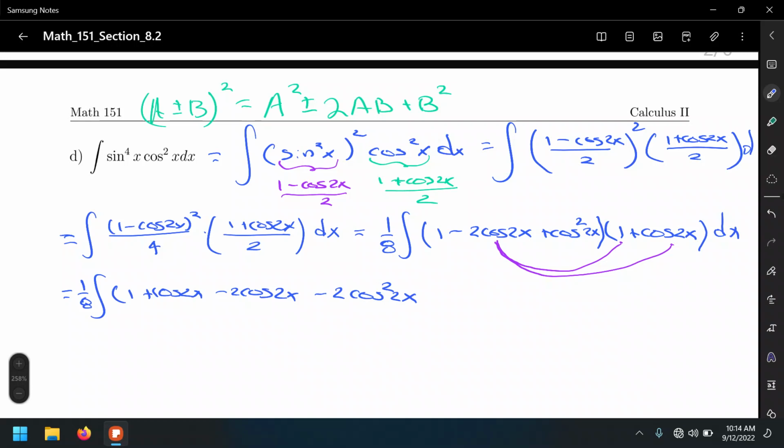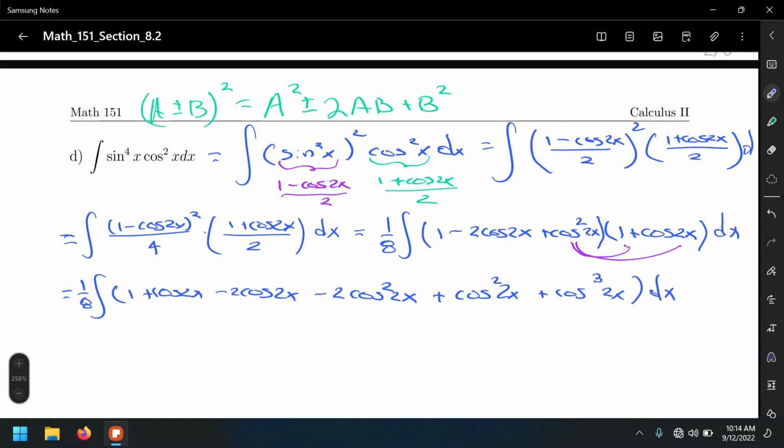And the last of the distributions would be with the cosine squared 2x times 1, and cosine squared 2x times cosine 2x. Let's go ahead and do those. So that's going to be plus cosine squared 2x and plus cosine cubed 2x.